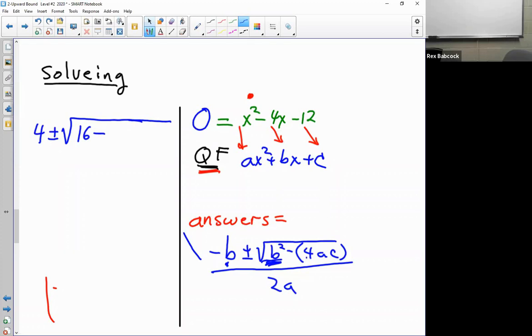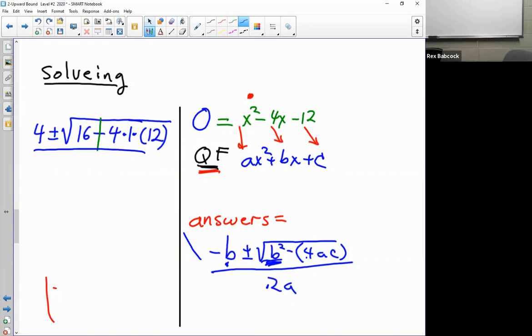says 4. Well, that's easy. I'll just write down 4. A is 1. Okay, I'm going to multiply 4 times 1. And C. C is negative 12. Now, I was taught to do this. Anytime A or C is negative, instead of writing a negative, come here and change it. And I highlighted just what I did there in green, so I knew I changed it. That's negative times a negative. And it's all over 2A.